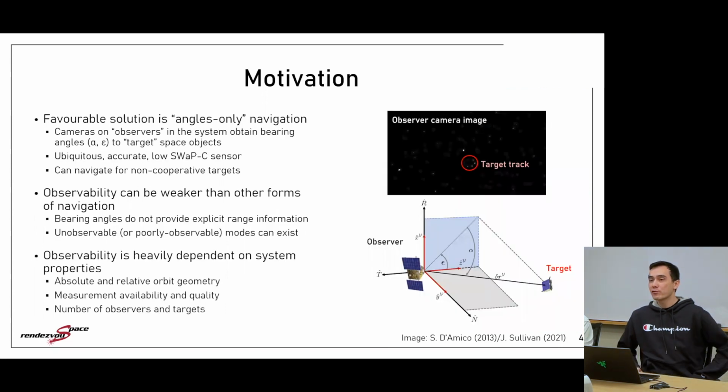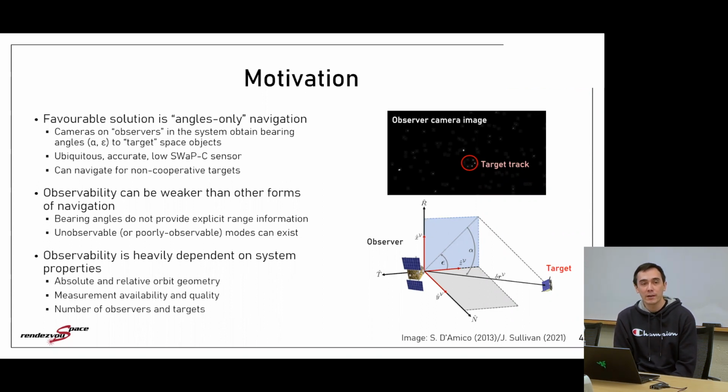So I guess one favorable solution we look at in the lab is angles-only navigation, where we have cameras on observers in the system which obtain the bearing angles to target space objects, like in these images on the right here. And the nice thing is that cameras are ubiquitous and accurate, and low-cost, low-power, low-mass sensors. And they can also navigate for non-cooperative targets.